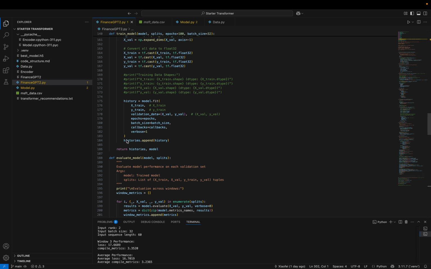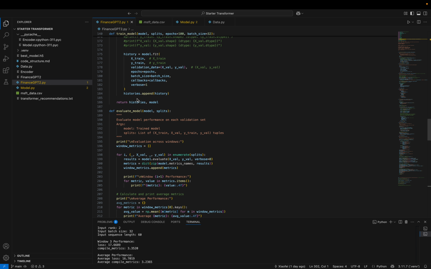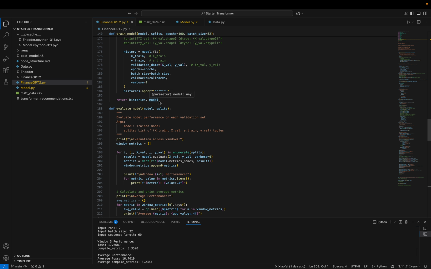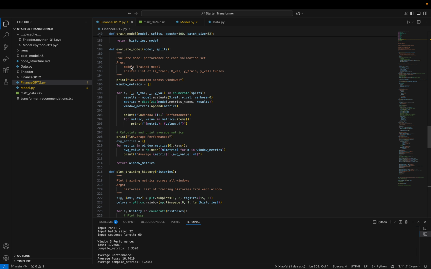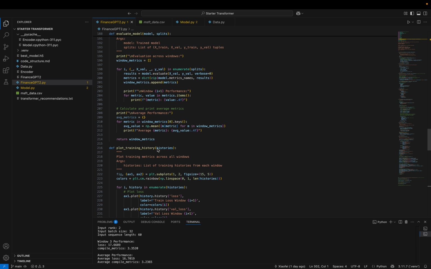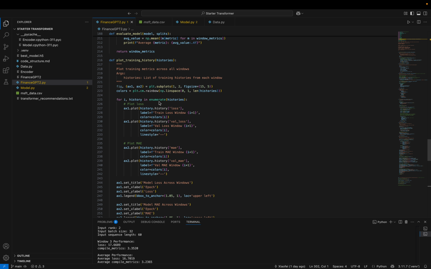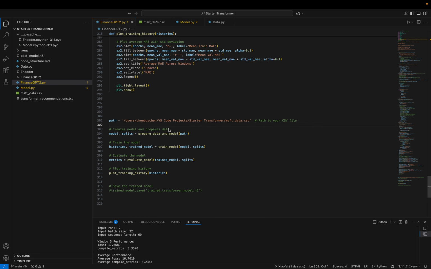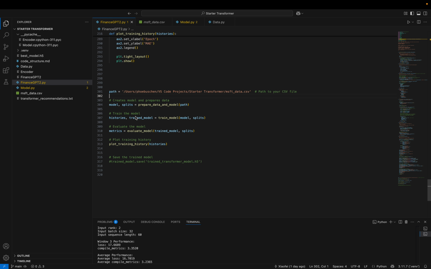And then this is basically for plotting, so we can see what the learning is like, or how the loss function is over training. This function evaluates the model using the metrics. It basically prints out all the metrics in splits. And this is just for plotting. And then here, we also combine all of that.